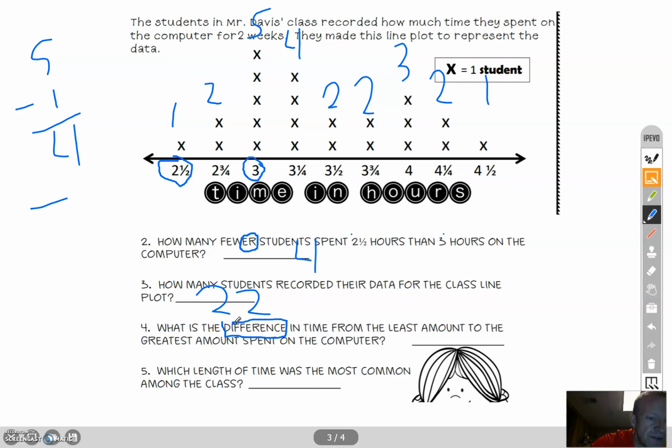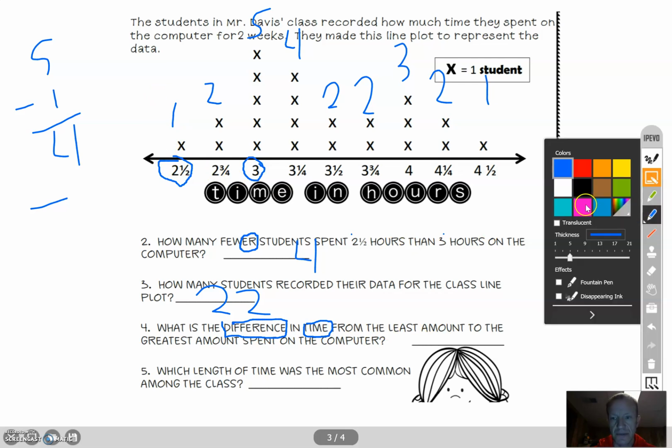Very good if you said subtraction. In the time, so now we're looking at the time. It's very important to understand what we're looking at. Are we looking at the bottom number? Are we looking at the top number? So this is a good indication what we're looking at right here. Okay, so this is, once again, change the color. We're still looking at the time from the least amount of time to the most amount of time.